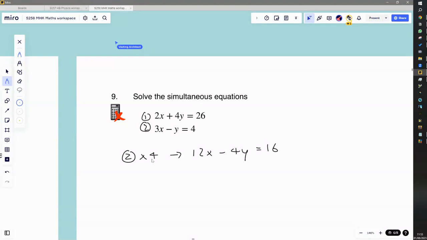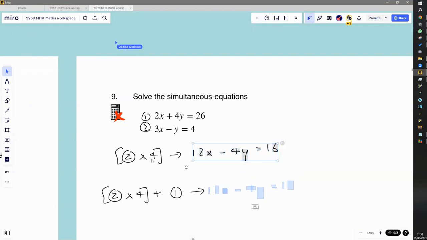And why did I do that? Because I've got a 4y here and I've got a 4y there. This is a negative 4y, this is a positive 4y, so now I will add them. I'm going to put this in square brackets so we don't think this is part of the equation, and add it to equation 1. Oh, wait a second. No, I don't really want to do it that way, do I? I want to just add the terms first.